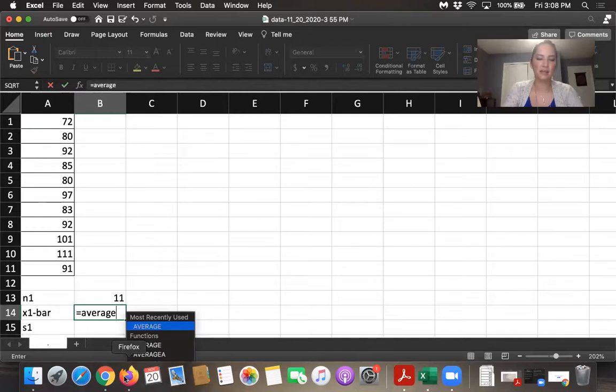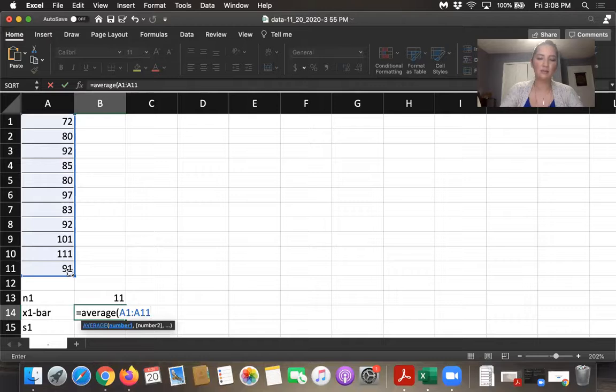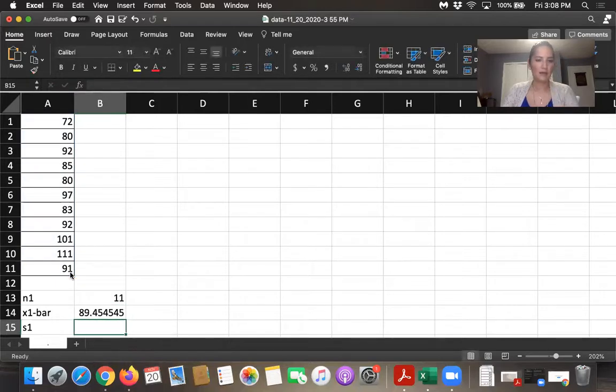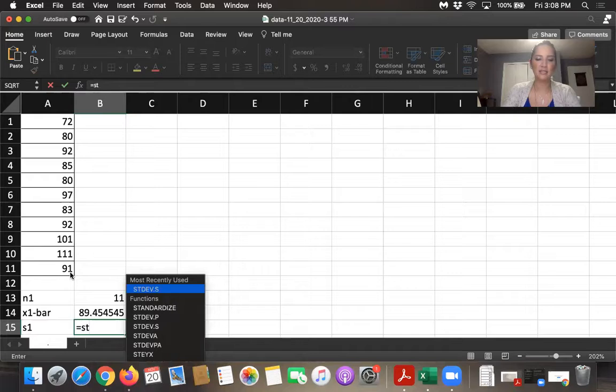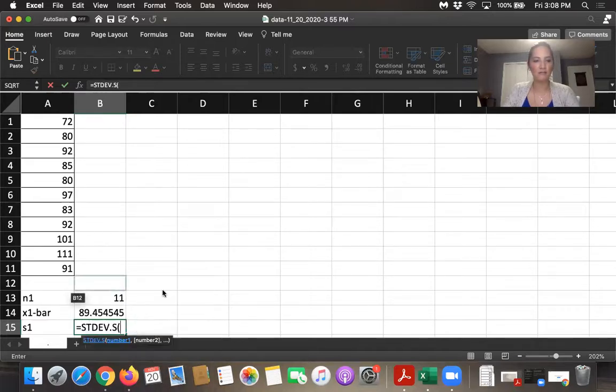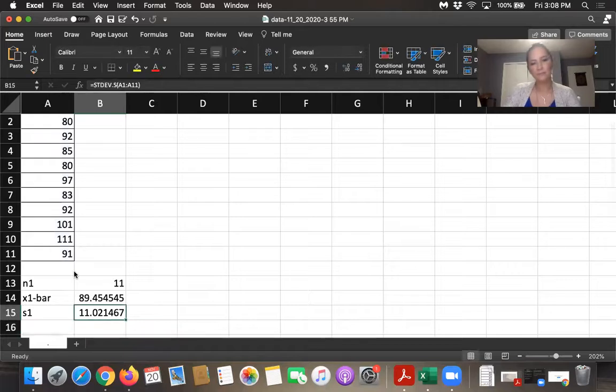The function that Excel uses for that is average. So type equals average, open parentheses, and then you want to select those 11 cells again, close parentheses. And then you want the sample standard deviation. The command here is stdev, and you see the one that says .s, that's for sample. So we have stdev.s of, open parentheses, select these, close parentheses, and you get that.